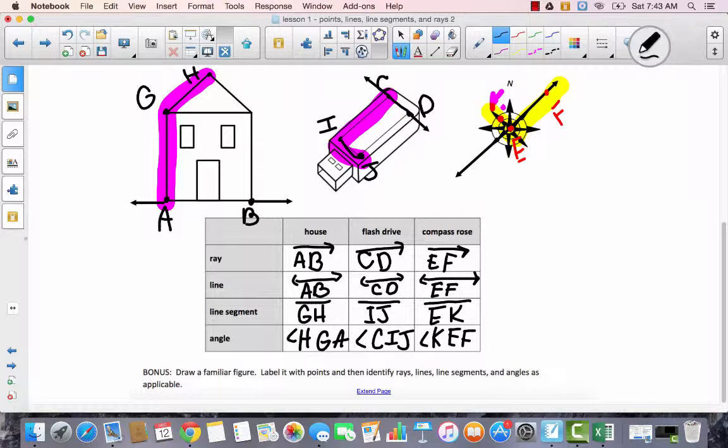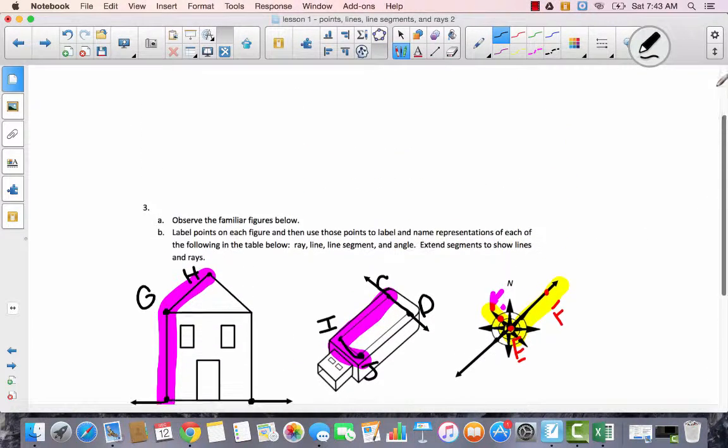Okay, so that was identifying all those points, and I know that was a lot. It's kind of harder, I think, to do it in these shapes than it is when you just have a regular figure. But just make sure that whenever you're ready to identify points, lines, line segments, and angles, you come back and look at your problem set, and that will help you.